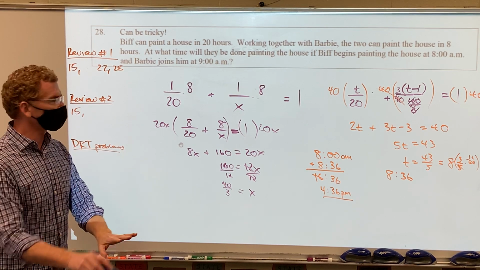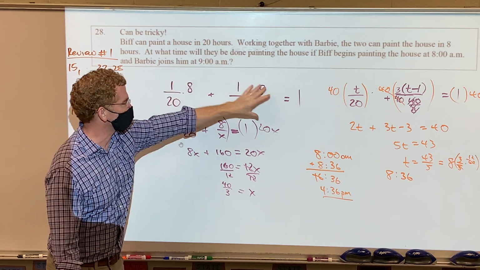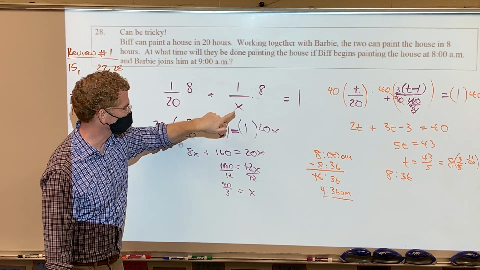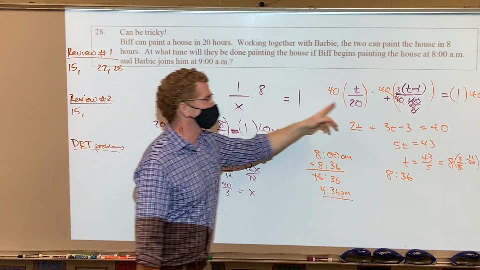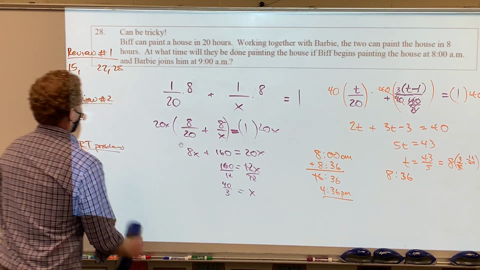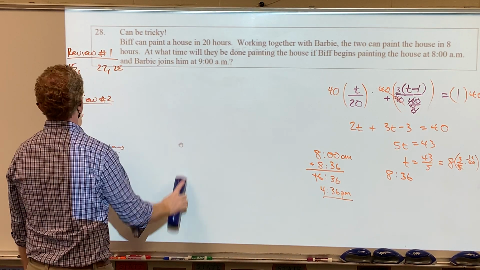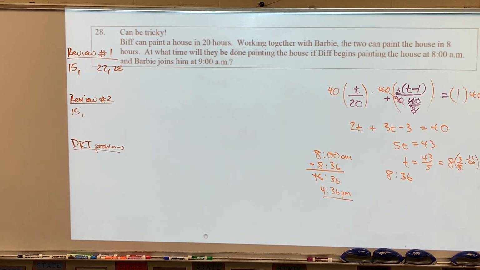I'm using what I know to figure out the rate. Like if they start at the same time, worked 8 hours, find the rate, and then use the rate to figure out what the time would be if they started at different times. That's 28. Review number 2, number 15.